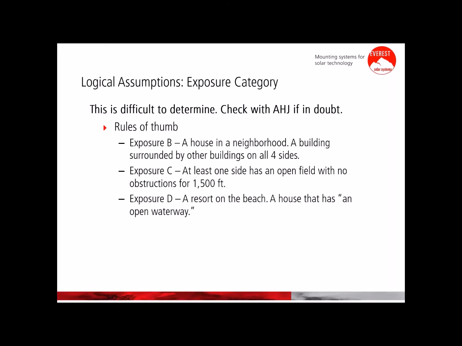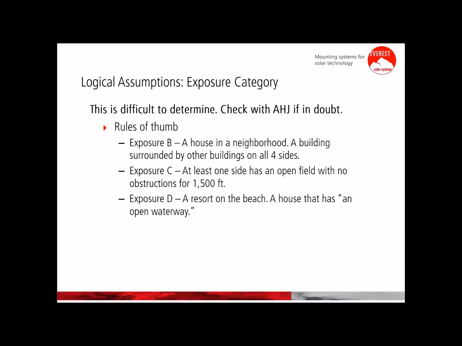So if it's exposure B, this would be like a house in a neighborhood, or if it's a commercial building, it's surrounded on all 4 sides by other commercial buildings. Exposure C would be if it's like a farm or a building out in an open field. At least one side of the building doesn't have an obstruction for 1,500 feet. That would be considered exposure C. Although that one I would say is probably the most difficult one to determine if it's a B or a C.